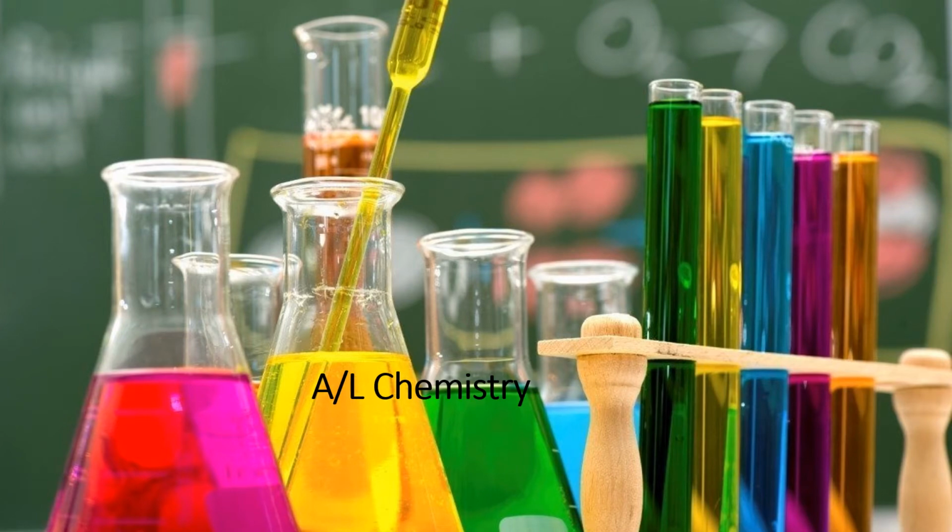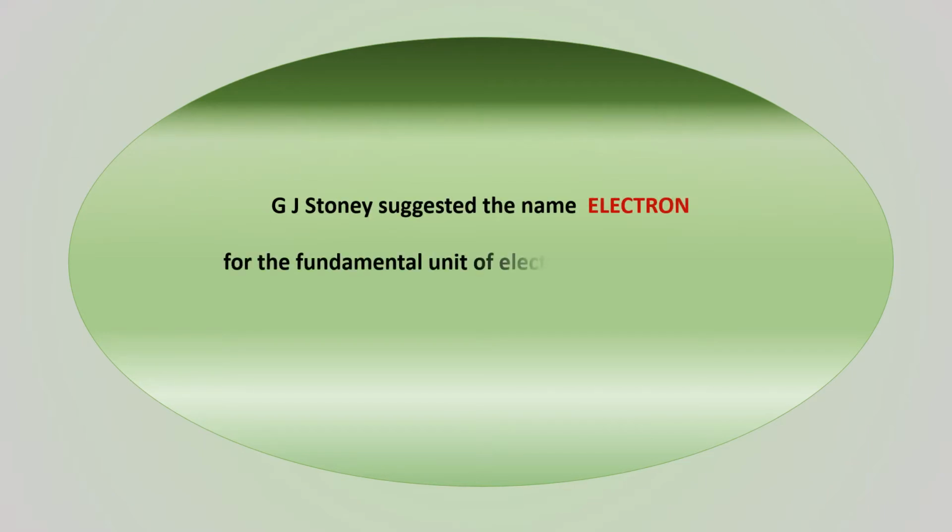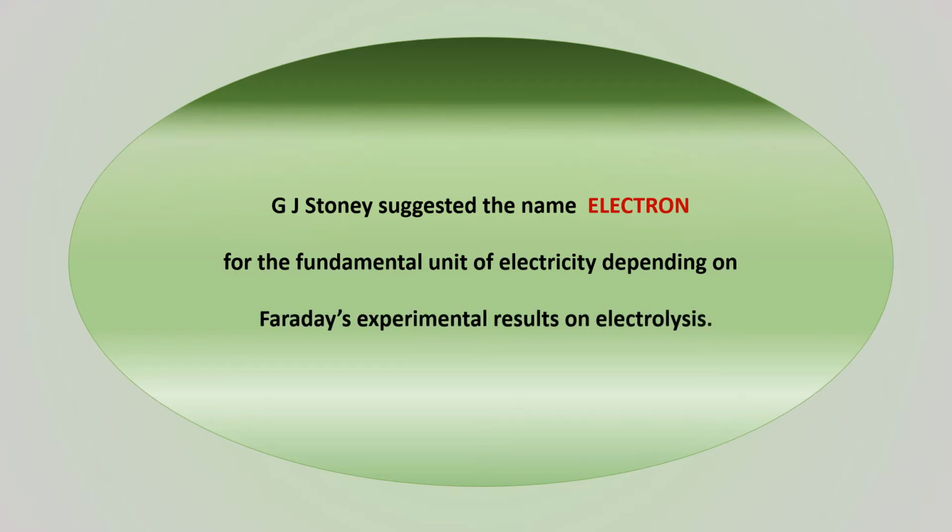Advanced Level Chemistry Unit 1 Atomic Structure. The electron. Experiments run to find out properties of cathode rays. Stoney suggested the name electron for the fundamental unit of electricity, depending on Faraday's experimental results on electrolysis.